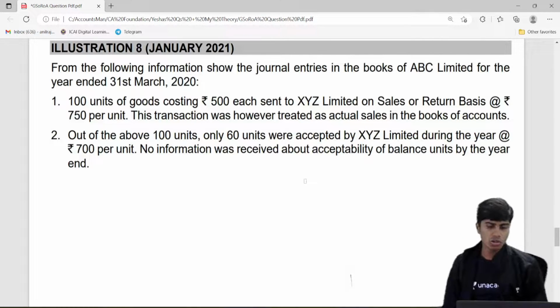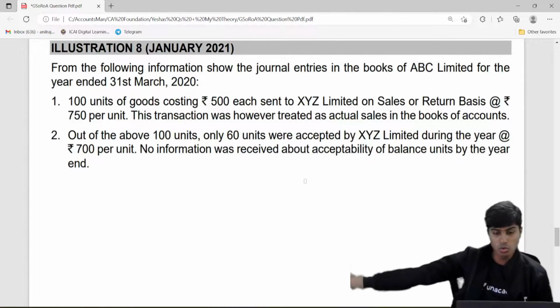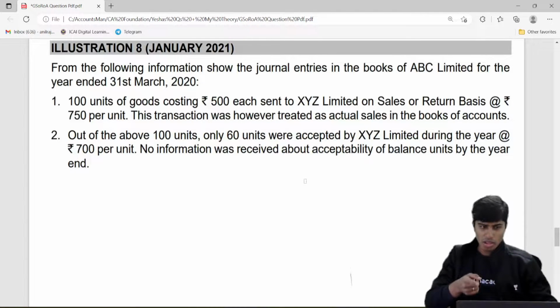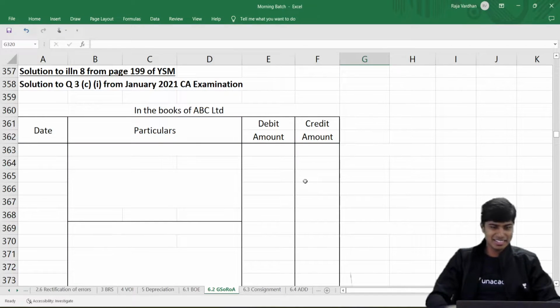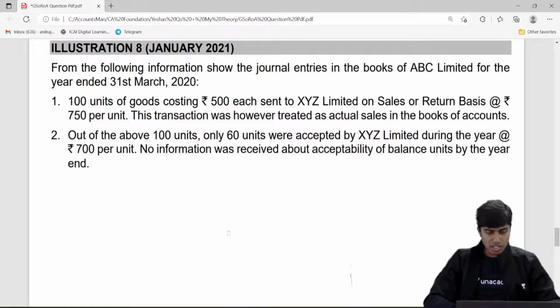So they've already recorded it as actual sales. Out of the above 100 units, 60 units were accepted by XYZ Limited during the year at 700. No information was received about acceptability of the balance units, which we need to reverse. We already did a similar question. Not a big deal. We'll do it again. So first we'll reverse the sales entry. This is with regard to how many units? 60 units have been accepted.